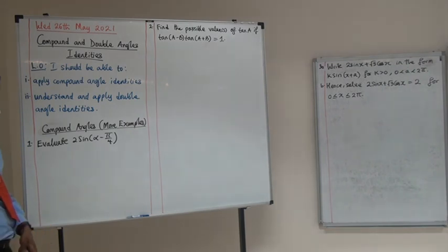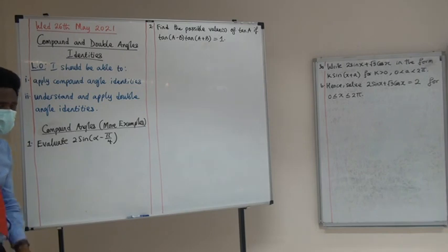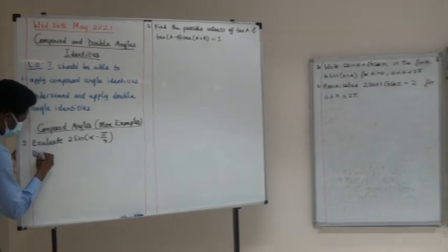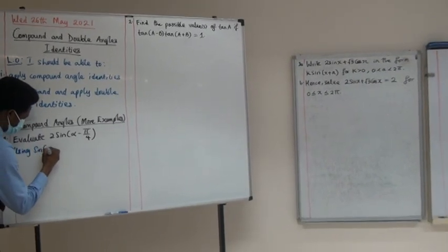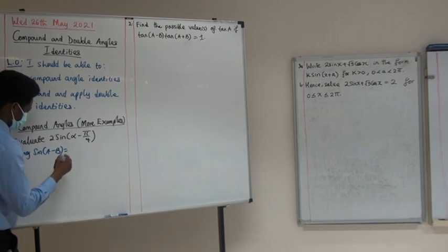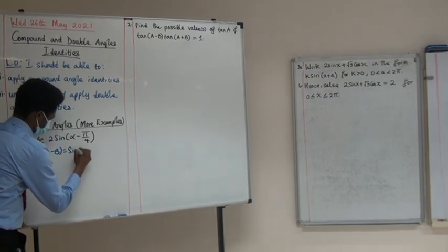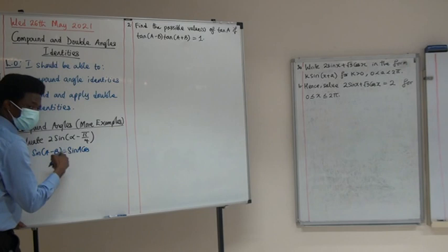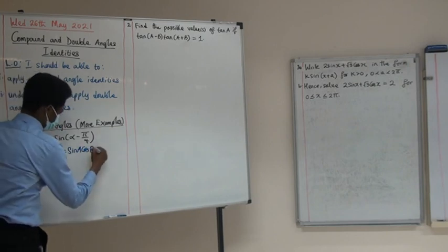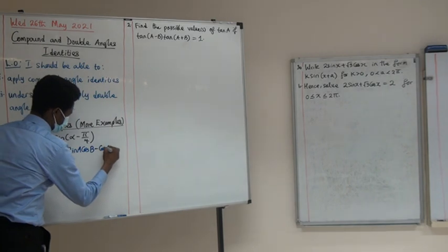Do the sine identity. No, compound angle for sine. Yeah, compound angle for sine. So using sine A minus B equals what? Sine A cos B minus cos A sine B.